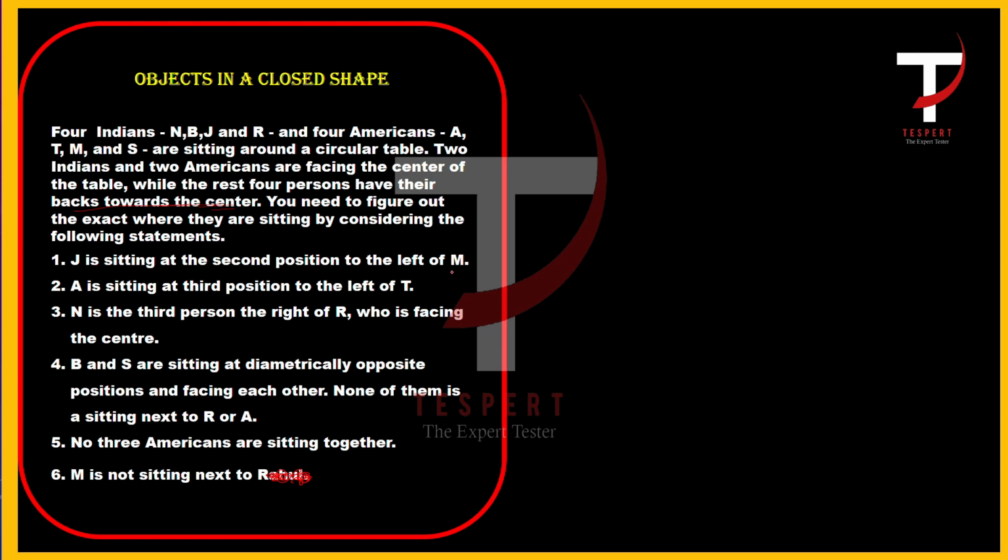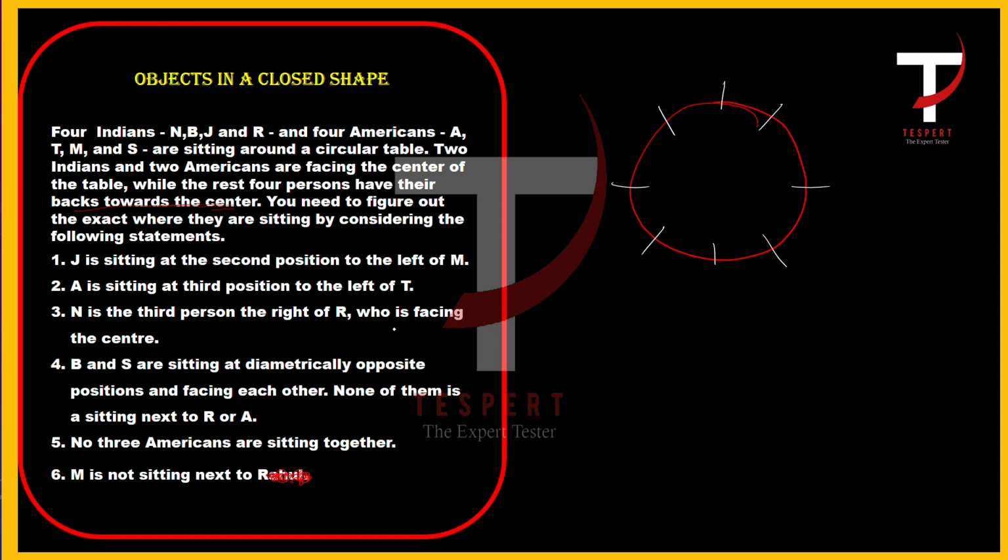J is sitting at the second position to the left of M. Okay, we will get back to this. We will draw the arrangement now. So this is a circle. Right, this is the circle. Let me change the color here. Okay, so we have four persons, 1, 2, 3, 4, 5, 6, 7, 8. Four are Indians and four are Americans, total 8. Right, so consider statement 3.